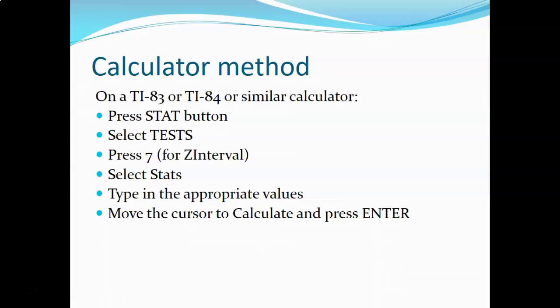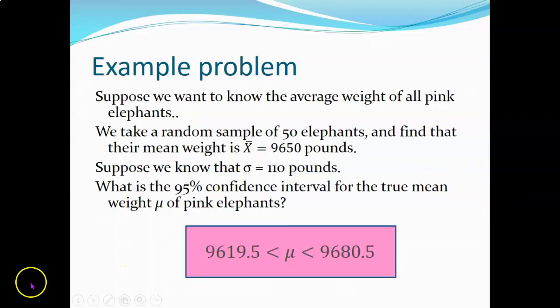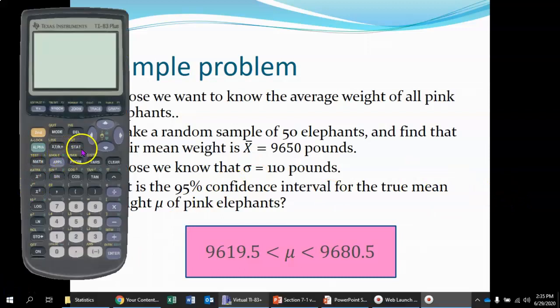Instead of using the formula, if you have a graphing calculator, you can take advantage of its special built-in function. And I will show you how that works in our pink elephant example. So you would press the Stat button and then go over and highlight the word tests. And what we want is number 7 on the list, the one that says Z interval. So to select that, we can just press 7, or we can use the arrow buttons and enter.